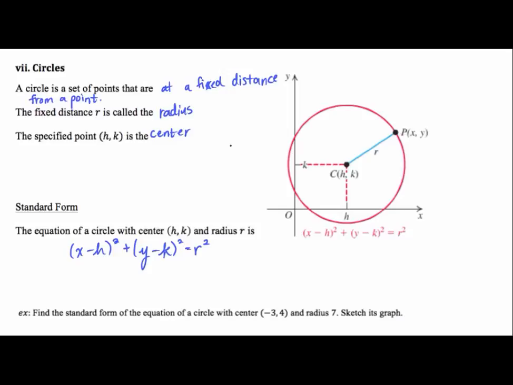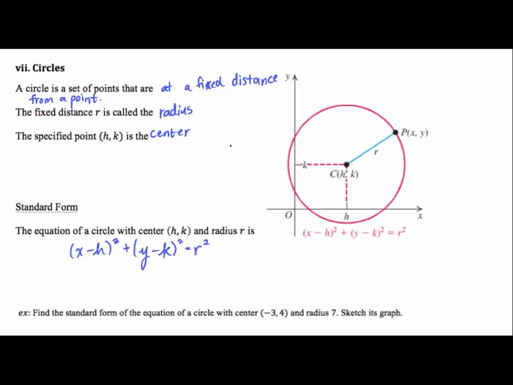R represents the radius, typically. H, K is what we're going to use to represent the center. Those are pretty common variables to use, H and K, for your center. The standard form of an equation with center H, K and radius R is this.